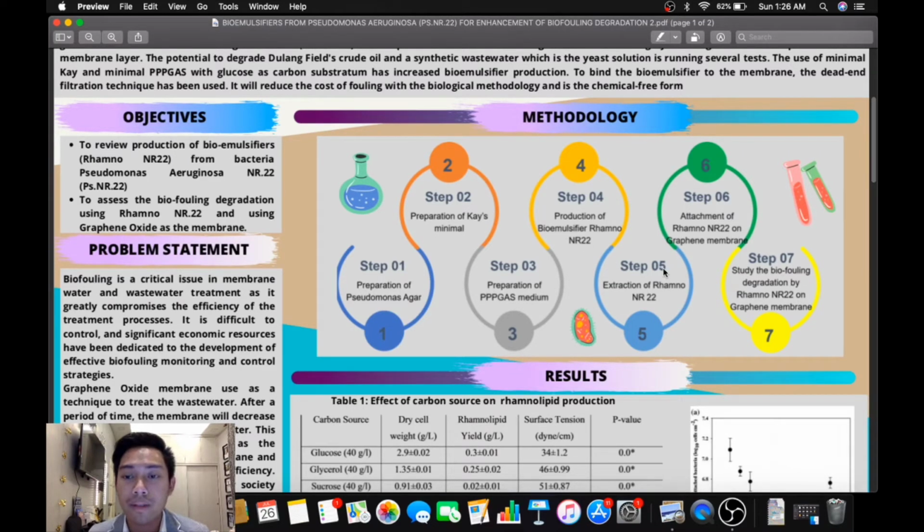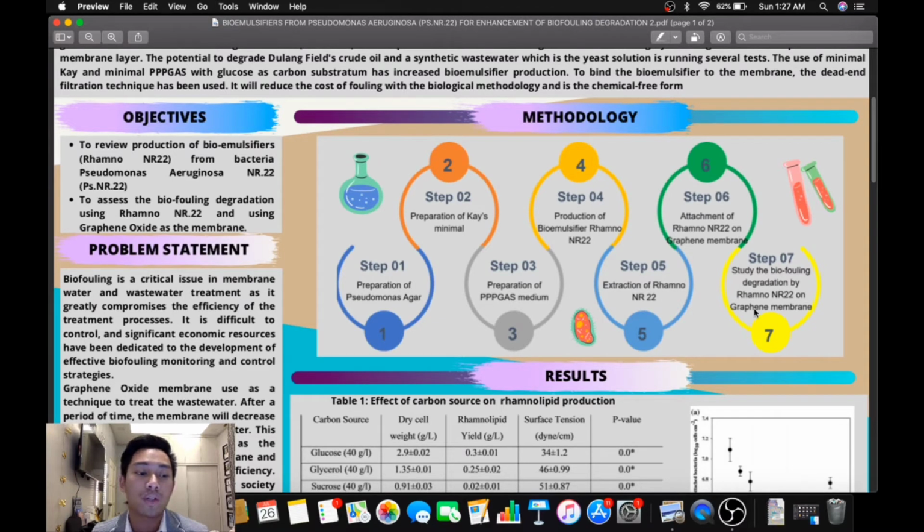So the next step is the extraction of NR.22. The first step is that the sample is placed into a conical centrifuge tube, and then we need to centrifuge it at 900 rpm at 15 degrees Celsius for about 15 minutes. And then after obtaining the supernatant, adjust the pH to pH 6 using 1 molar sodium hydroxide, and then the final product will be the honey-colored bioemulsifier.